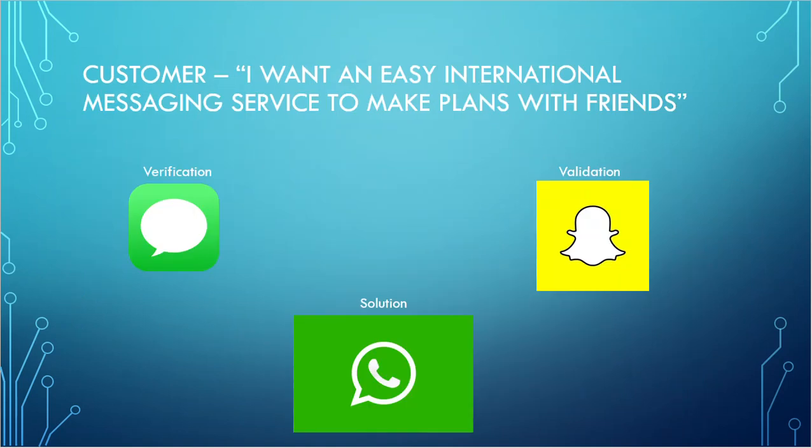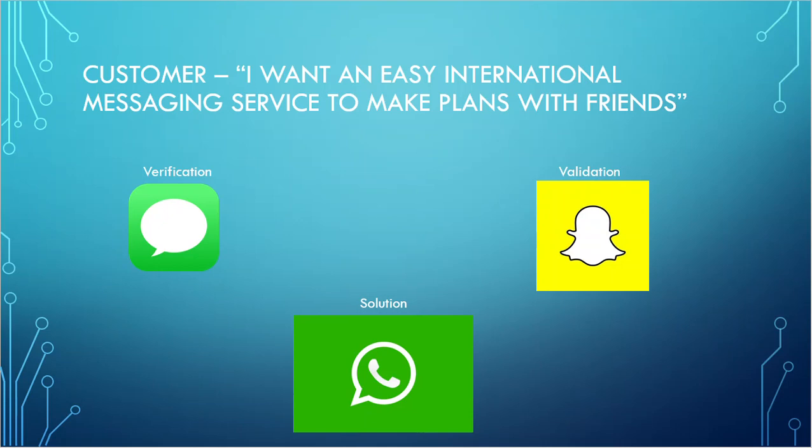Another example, right here, you can see a customer says, I want an easy international messaging service to make plans with friends, right? There are two examples here on the sides, Snapchat on the right, and on the left is iMessage. iMessage can work internationally. It's all over Wi-Fi, which is great, but it has a lot of bugs in it, and they constantly have to roll out lots of fixes for it. So there's the verification issues, and it's not always reliable for international messaging as a whole.